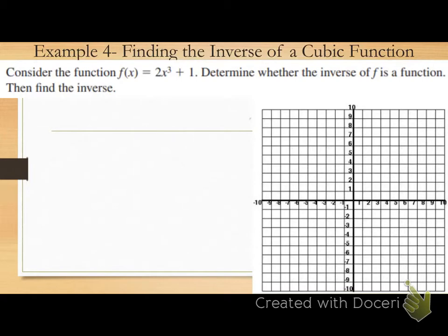Example 4, finding the inverse of a cubic function. Consider the function f of x equals 2x cubed plus 1. Determine whether the inverse of f is a function, then find the inverse. So the first thing it tells us to do is determine whether the inverse of f is a function. So how do I do that based on my previous slide?